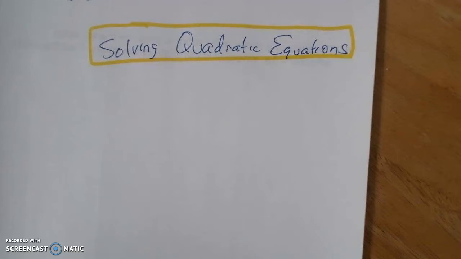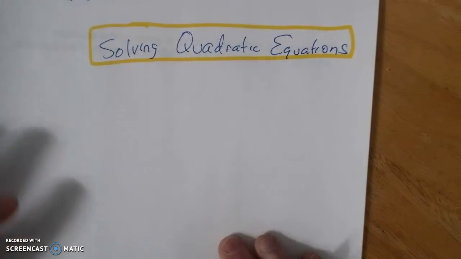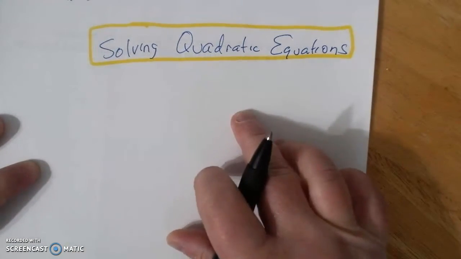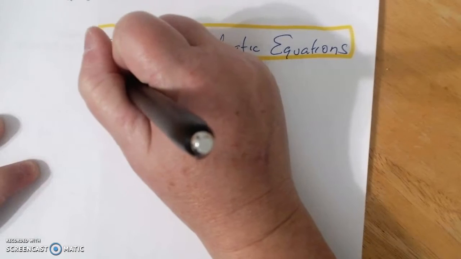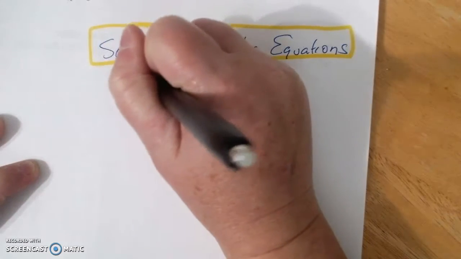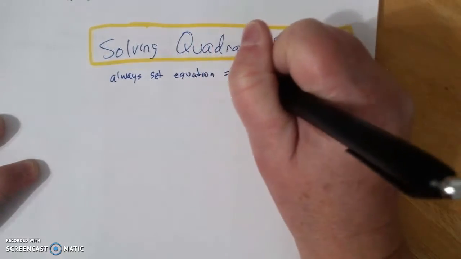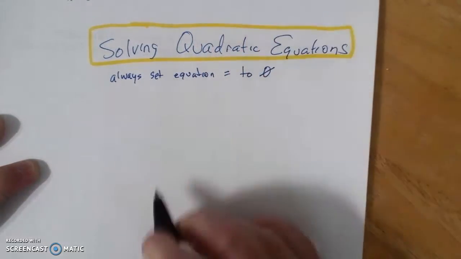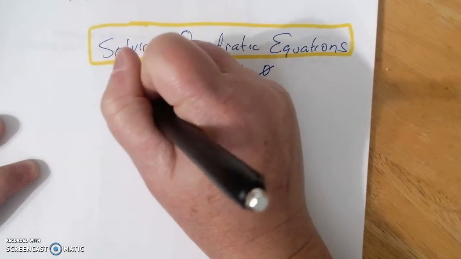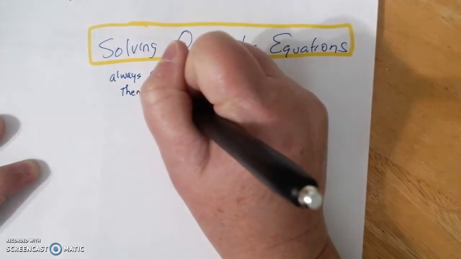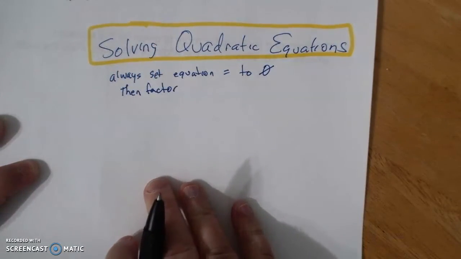This is a continuation video of 13-1, solving quadratic equations by factoring. When you are solving quadratic equations, always set the equation equal to 0, then factor. You have to do that first. They will not always give them to you equal to 0. So we're going to do the next set of notes.